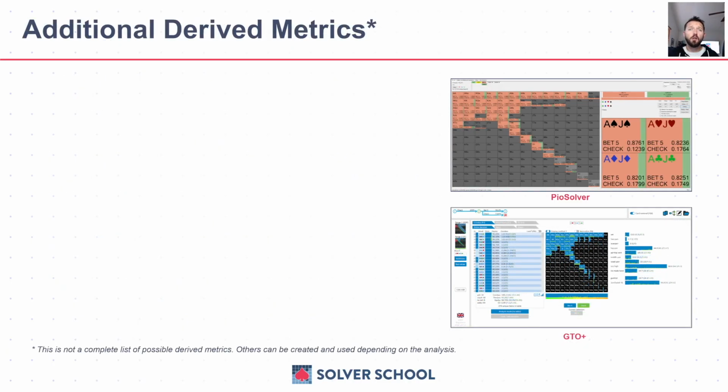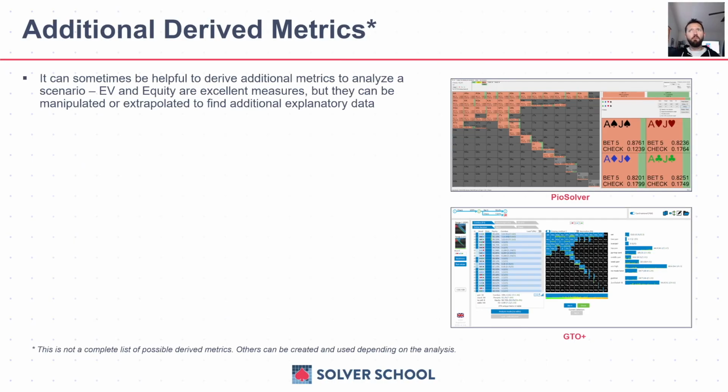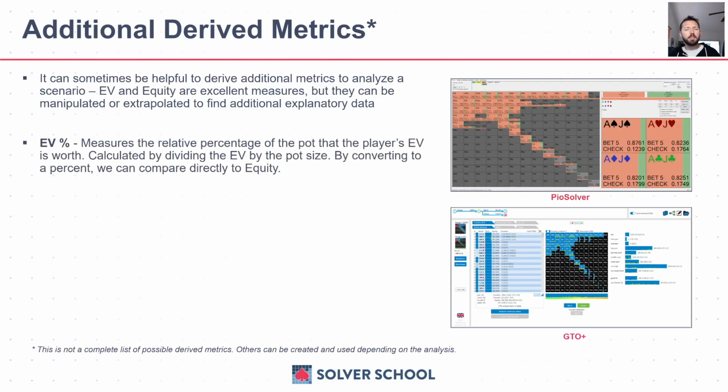And the final thing we're going to look at is the additional derived metrics. It's sometimes helpful to derive these additional metrics to analyze a scenario. Expectation value, equity, they're excellent measures, but it's sometimes better to manipulate them, particularly in some data analyses, or to extrapolate them to find additional data that can help explain the scenario better or inform different strategies that we might take.